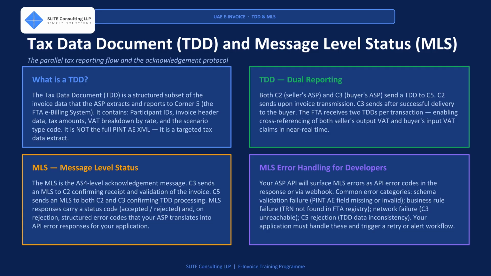The MLS, message level status, is the acknowledgement layer. Corner 3 sends an MLS to corner 2 confirming receipt. Corner 5 sends an MLS to both ASPs confirming TDD processing. MLS responses carry accepted or rejected plus a structured error code. Your ASP API will surface those error codes: schema failures, business rule failures, network failures, FTA rejections. Build your error handling around those categories. That wraps up the architecture. Module 3 turns it all into code.